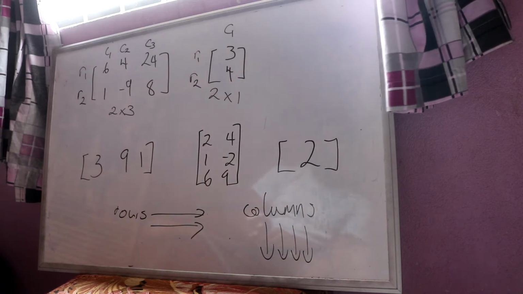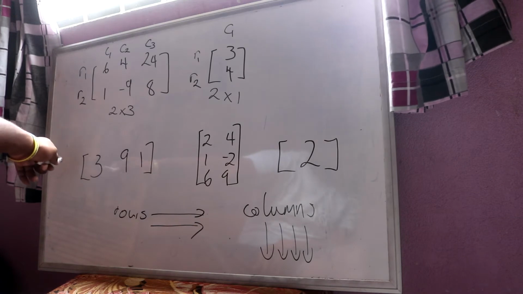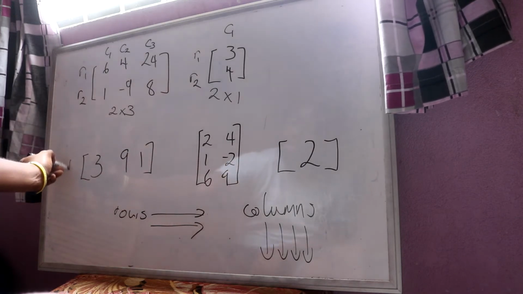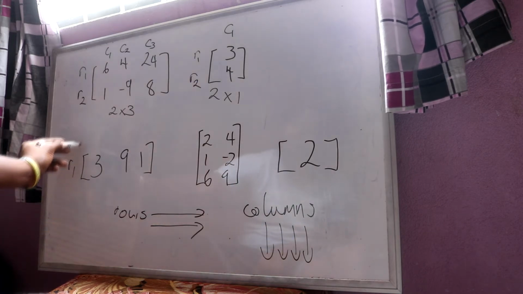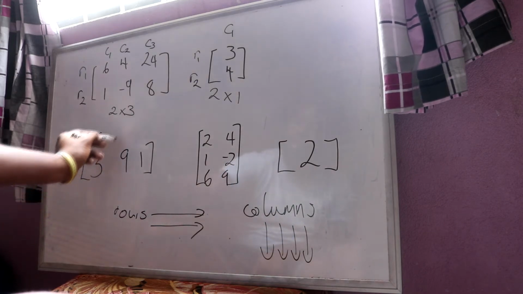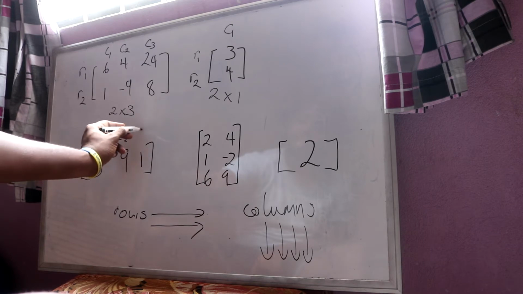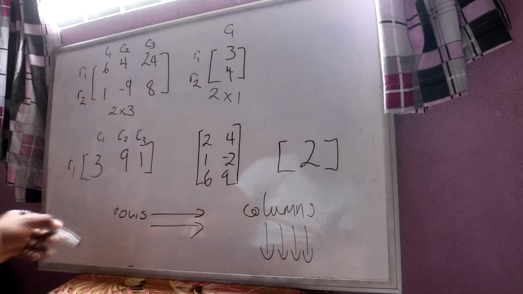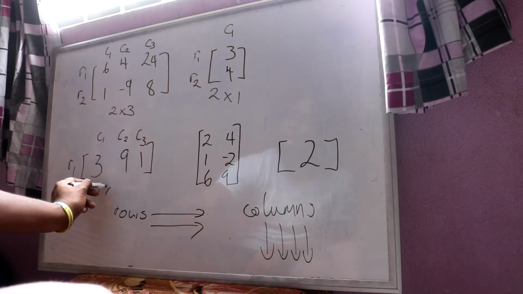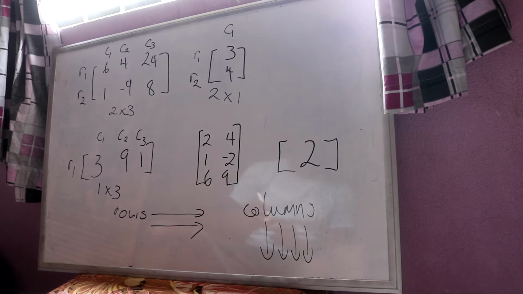How about this one down here? Well, this has one row going across, so we have just one row, but how many columns? Well, we have one column here, another column here, and another column here. So we have one row and 3 columns. So this is a 1 by 3 matrix.